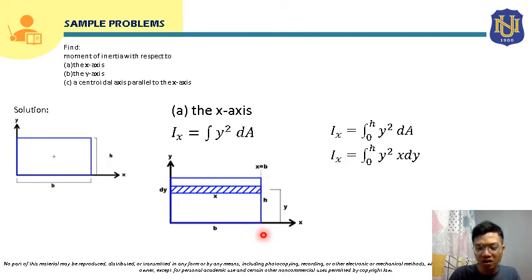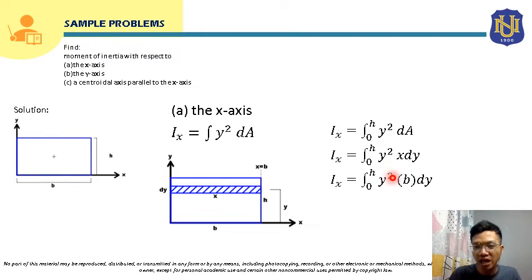This is x, the function of x, which is where our rectangular strip touches. So we need the equation of this, which is actually x equal to b. We will rewrite x into its equivalent function, which is b. Since b is a constant, there is no problem. We can just integrate y squared dy and factor out the constant b.